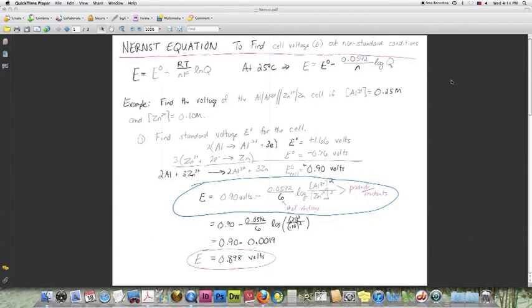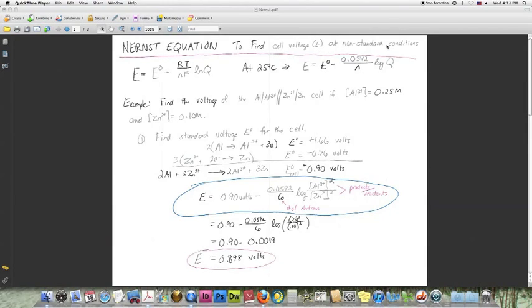Here are just a few quick notes on using the Nernst equation. These are a little bit messy. I just wrote them up and ran them off, but it'll give you an idea of how this equation is used. As it says in your notes, the object of this equation is to calculate the cell voltage if you have non-standard conditions.